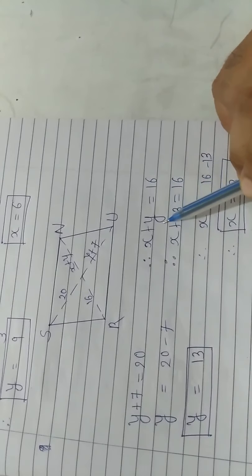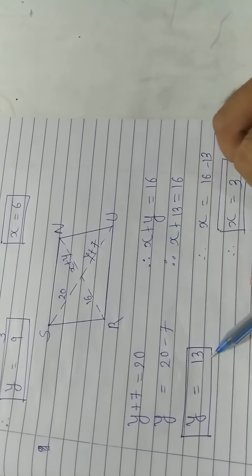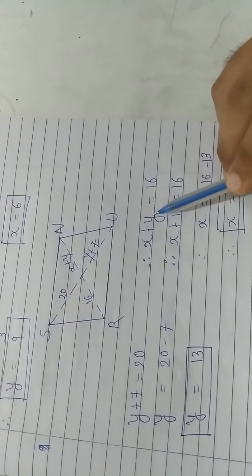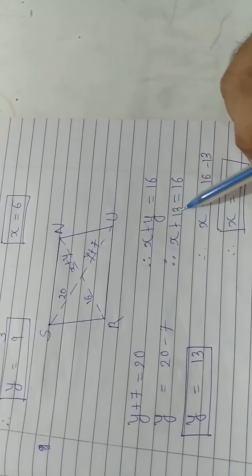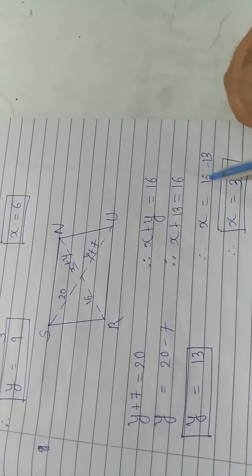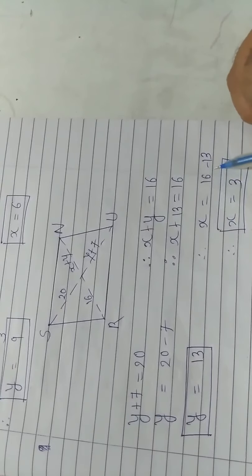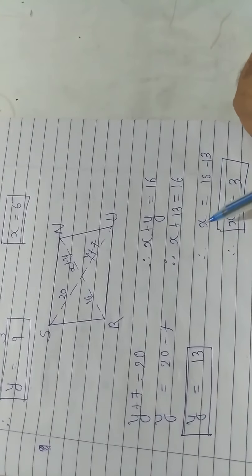So here the value of y is equal to 13. So we can put here the value of y, 13. So this 13 moves to the right hand side, so it becomes minus 13. So x is equal to 16 minus 13. So x is equal to 3. So here we got the value of x and y both.